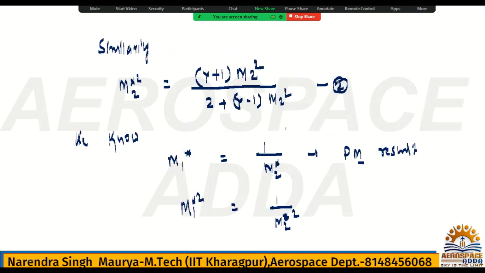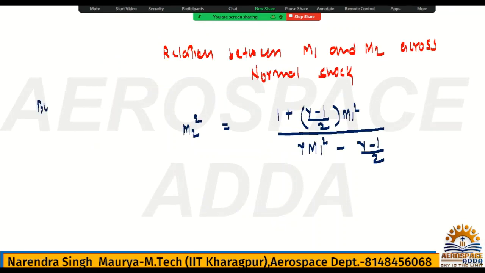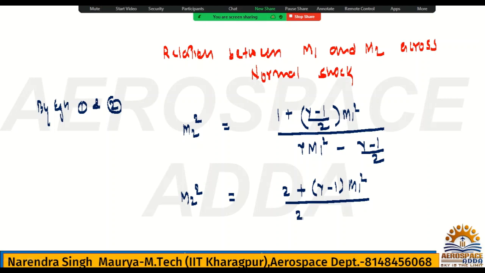You understood how we will get that: M1 star value you can write from equation 1, and M2 star square value you can write from equation 2. By equation 1 and 2, if you do, then you will get this result. This is what M2 square is equal to. Take LCM 2: gamma minus 1 M1 square divided by 2 gamma M1 square minus gamma minus 1. Yes or no? I can write like this.